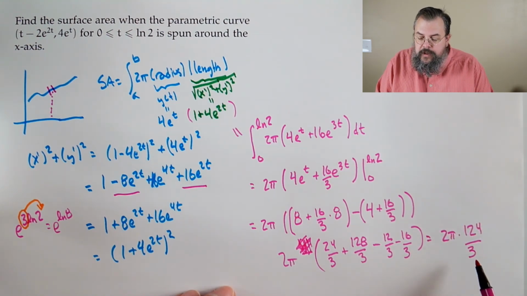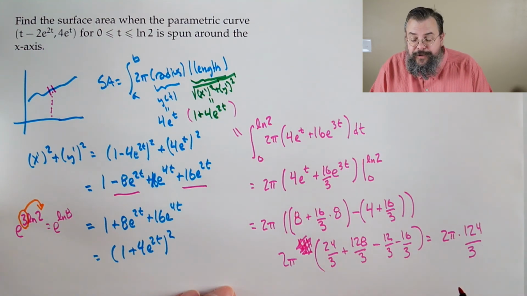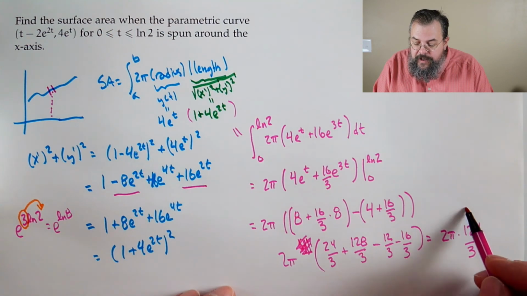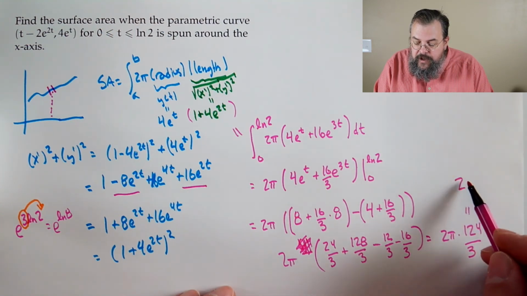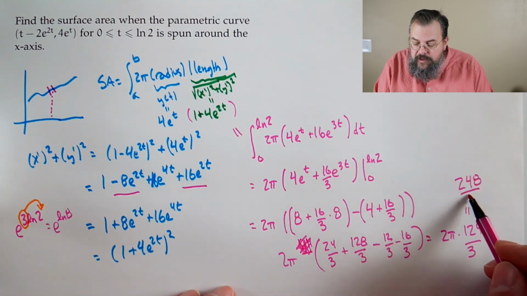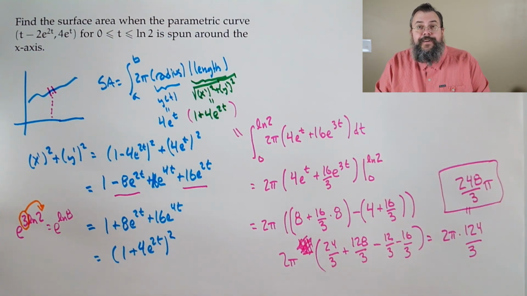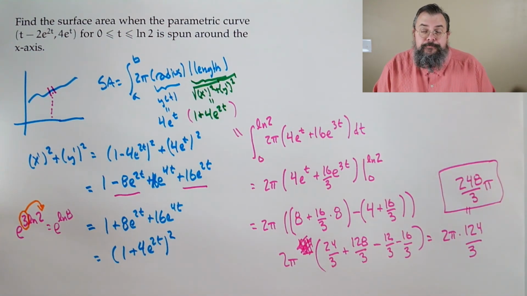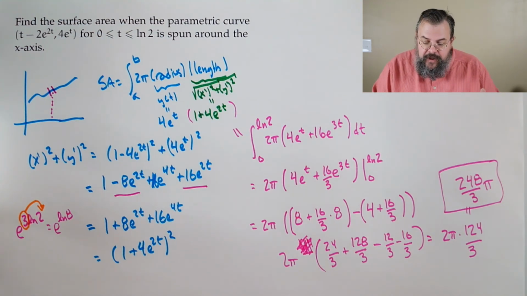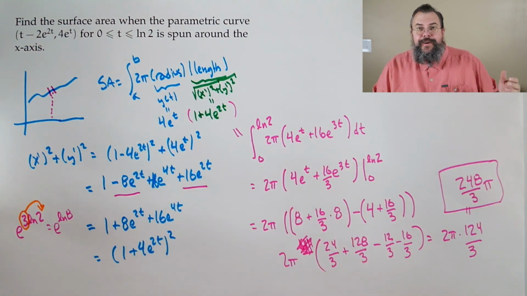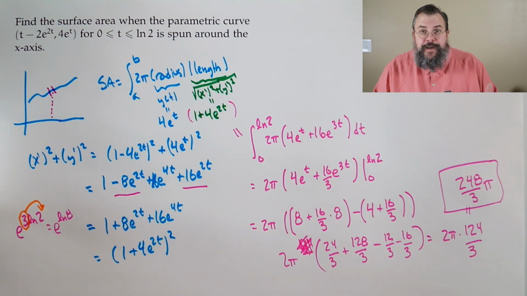Well, 3 doesn't divide into 124, so that's as simple as we can get, other than the 2 times 124, which would give us 248 thirds pi. And that's the surface area. And it works out. And it turned out to be a nice number in some sense. You know, we saw log 2 and we thought we're going to have logs in our answer. Well, not this time. It worked out.